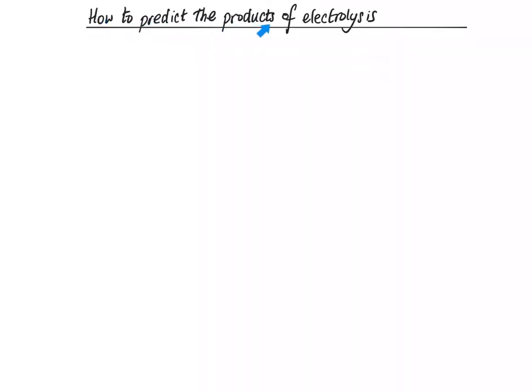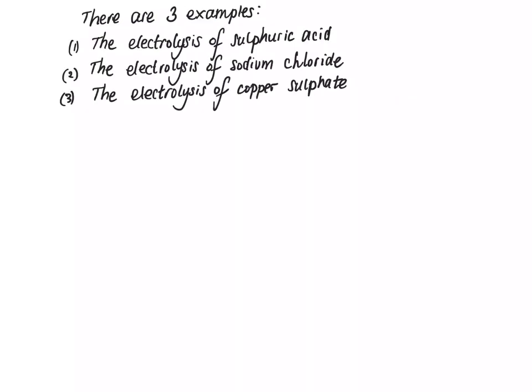How to predict the products of electrolysis. There are three examples that you need to know: the electrolysis of sulfuric acid, the electrolysis of sodium chloride, and the electrolysis of copper sulfate. And these are all in aqueous solutions. So sulfuric acid in water, sodium chloride dissolved in water, and copper sulfate dissolved in water.